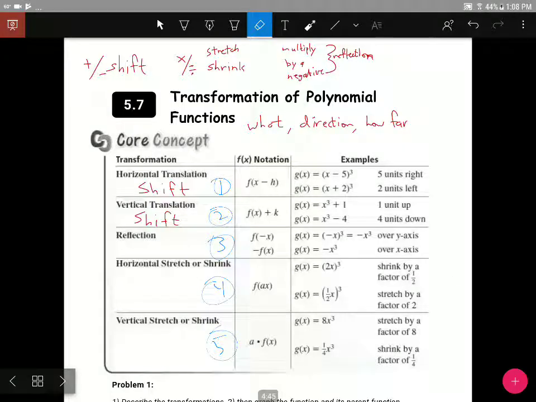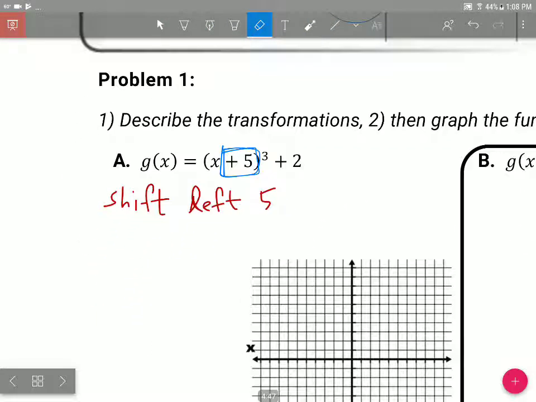All right, so let's go back down here. That's the positive 5. What about the positive 2? Which section is that? Box 1, 2, 3, 4, 5. 2. So it is also a shift. Shift up what? Shift up 2. Good. Shift up 2. Cool.